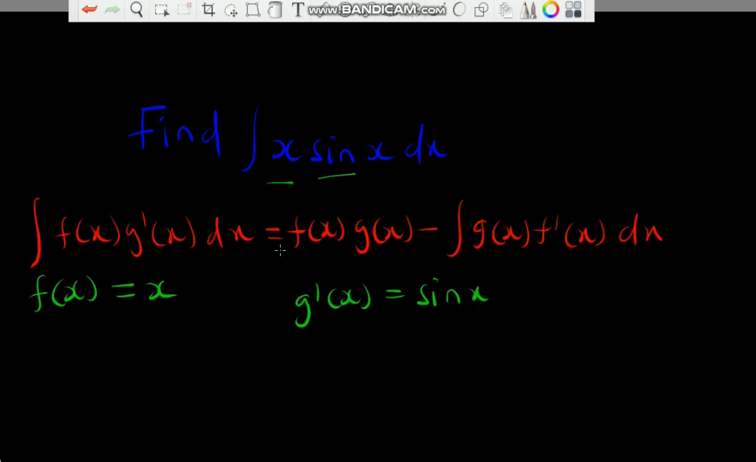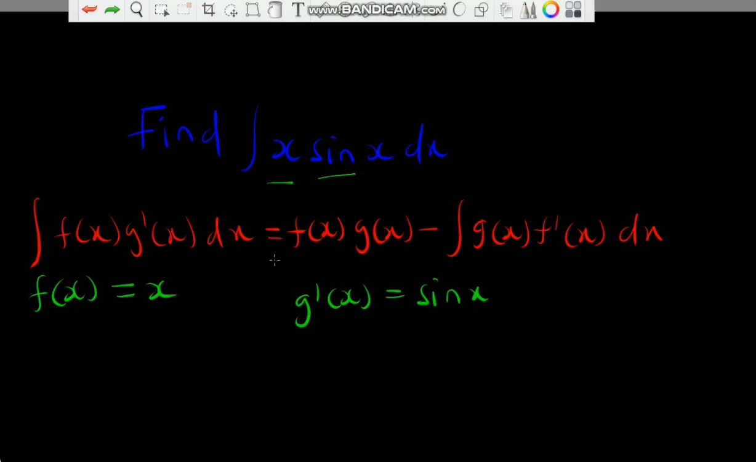Looking at this side, let's look at what we need. We need f of x and then g of x. We already have f of x, but I don't have g of x here, and we don't have f prime of x also. So what you are looking for now is f prime of x and g of x. When you get f prime of x and g of x, we can substitute into this formula, then we get our answer. So let's look at that.